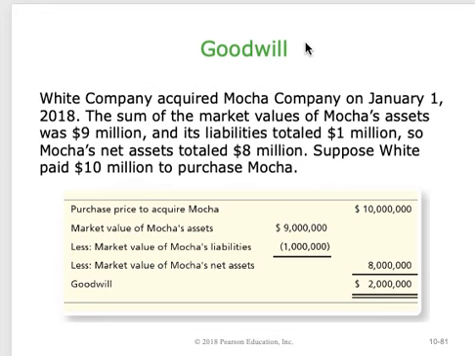Okay, the sum of the market values of Mocha's assets was $9 million and the liabilities totaled $1 million. So Mocha's net assets, that means assets minus liabilities, is $8 million. Suppose White paid $10 million to purchase Mocha. Well, if net assets were $8 million and we paid $10 million, that means that we could record $2 million worth of goodwill. It's an intangible asset on the books.